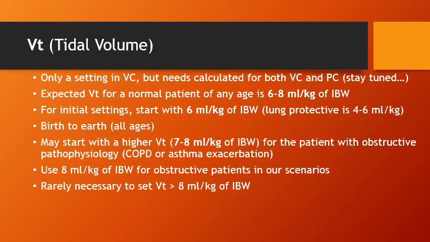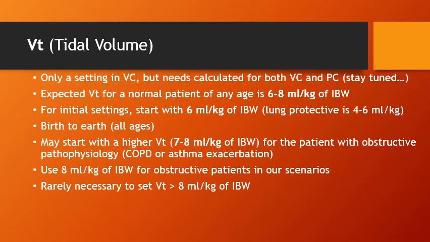asthma exacerbation. So in these patients, we can start with a higher tidal volume. And by higher, we mean 7 to 8 milliliters per kilogram of ideal body weight. Now, we'll talk about why this is later and why it works. These patients tolerate a higher tidal volume later. But for now, just know we're going to use 8 milliliters per kilogram of ideal body weight for obstructive patients in our scenarios.